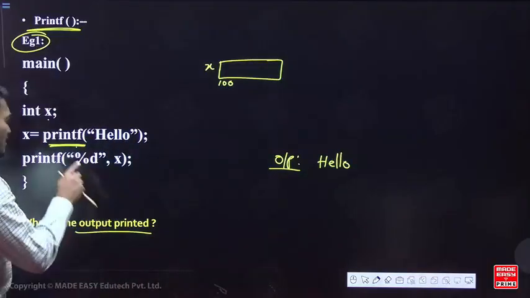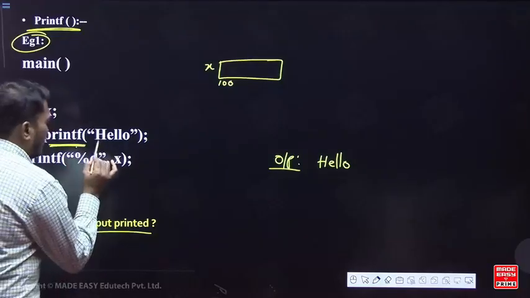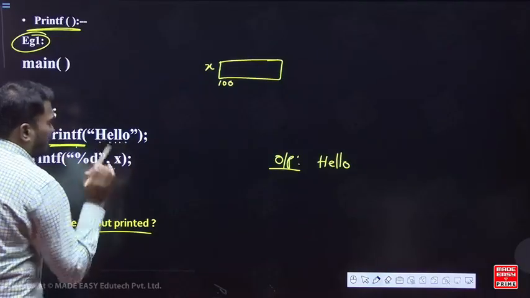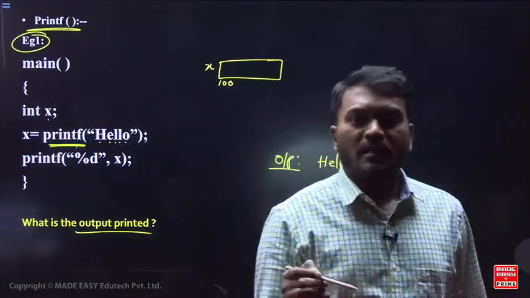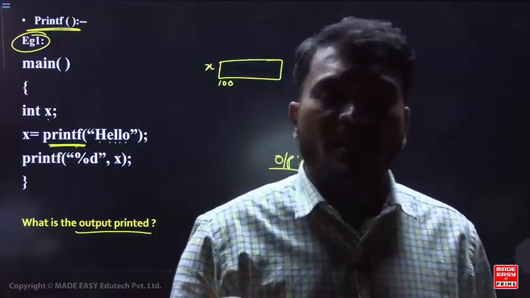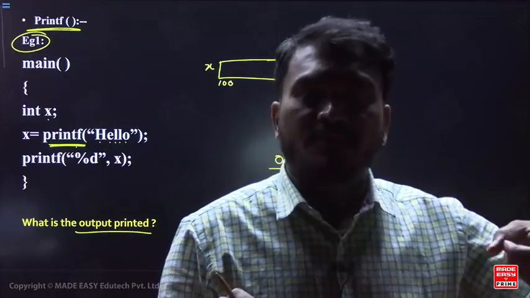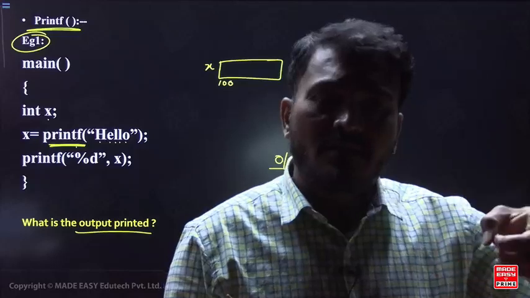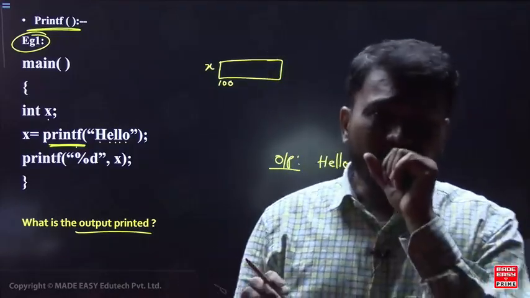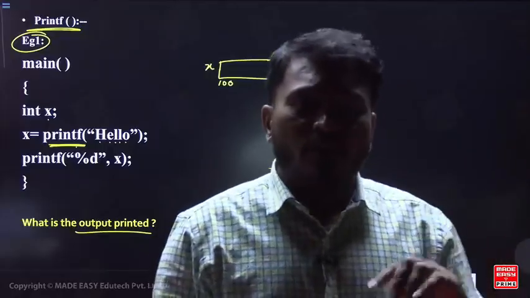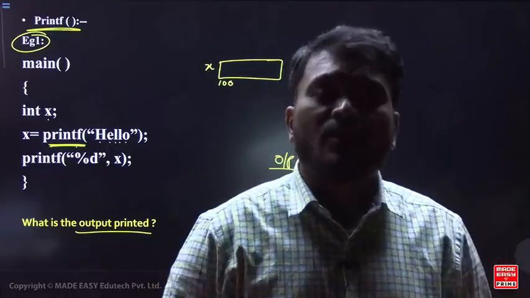Now remember, this printf is printing how many symbols on the screen here? 5 symbols. So look here: 1, 2, 3, 4, 5. So what is the behavior of the printf? Repeat kar raha hu. The printf always returns an integer, that is the number of symbols displayed on the screen by that particular printf. How many symbols are displayed on the screen by that particular printf? That is what is returned by the printf.